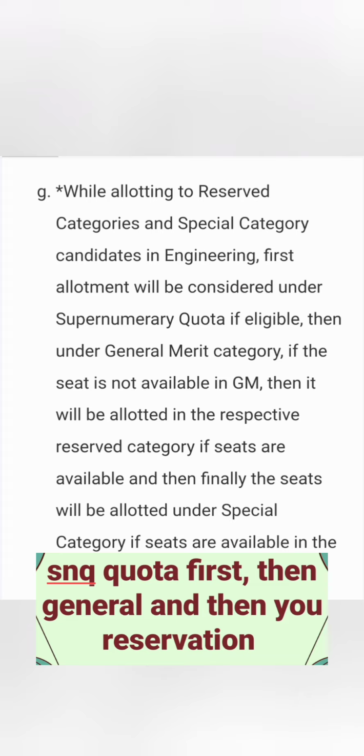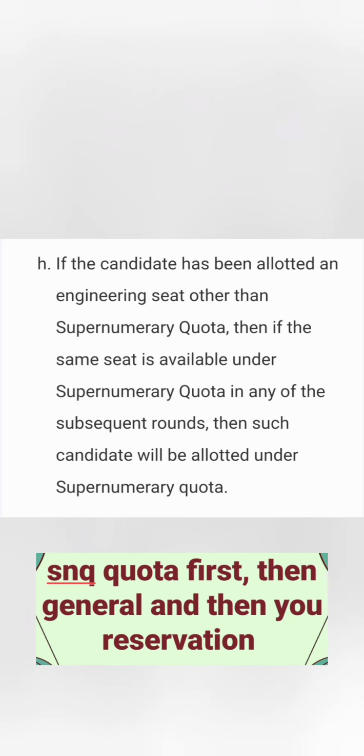Then if you are not in that case, it will first check the general category allotment. If it is possible, then only it will go to reservations. That means at last it will provide you seats in the reserve category or special category if it is available. So that is a very important thing. You should always remember that the SNQ quota has the first priority, then the general category seats, and then the last will be your reservation category seats or the special category seats, right? That will be checked. So this is the overall guideline I wanted to cover with respect to the allotment preference for the first round of counseling.